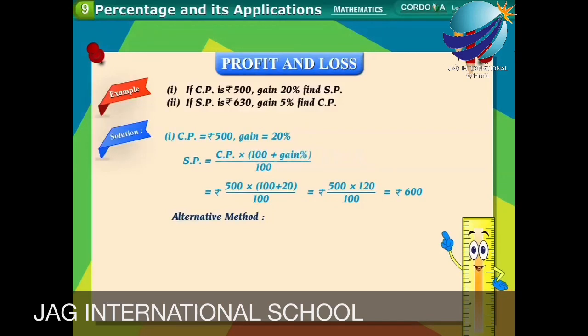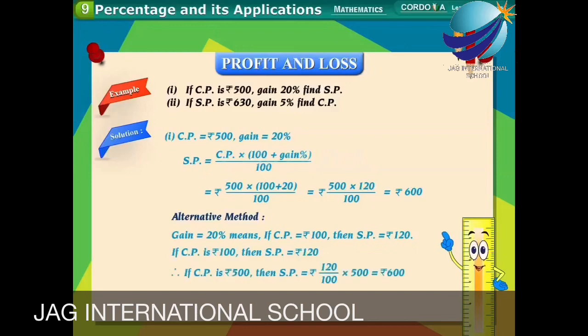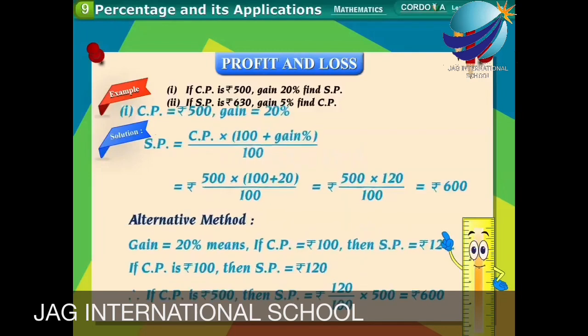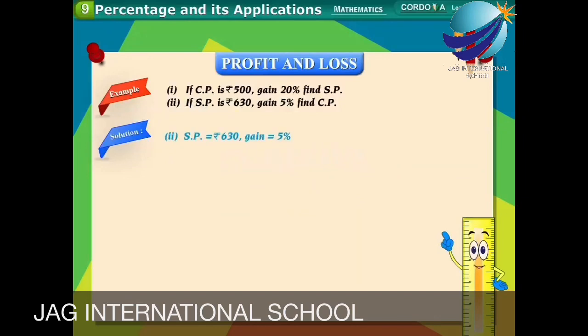Alternative method. Gain is equal to 20% means if CP is equal to rupees 100, then SP is equal to rupees 120. Therefore, if CP is rupees 500, then SP is equal to rupees 120 upon 100 into 500, which is equal to rupees 600.